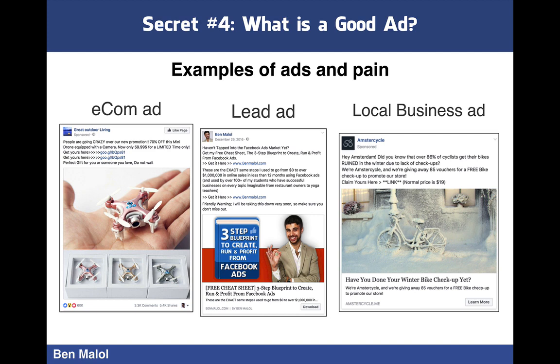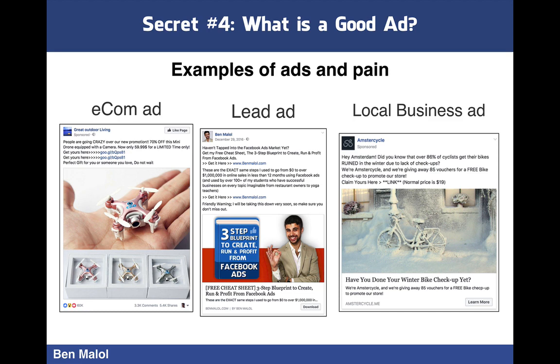We have a lead ad in the middle, which is yours truly, Ben Malal's ad. Haven't tapped into the Facebook ads market yet? Get my free cheat sheet, the 3-step blueprint to create, run, and profit from Facebook ads. So, haven't tapped into the Facebook ads market yet? This is a pain that I'm basically assuming that everybody has. And I'm saying, you haven't tapped into the Facebook ads market yet? Oh my God, get my free cheat sheet, right?